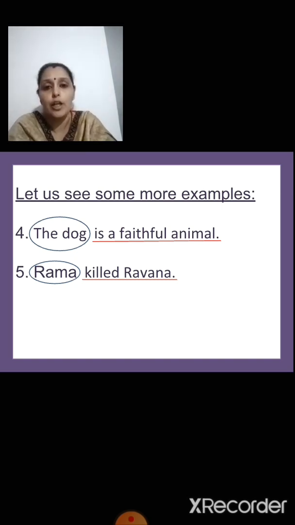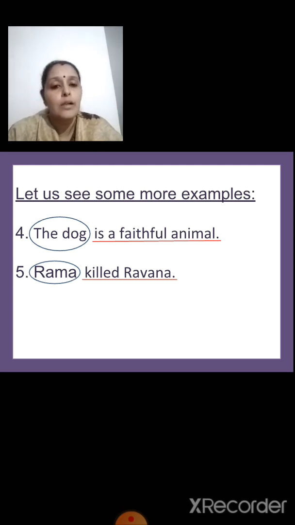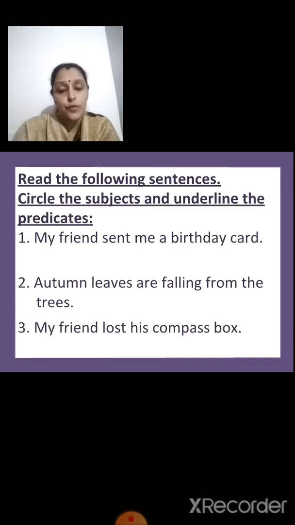So children, did you all understand? Yes. Subject and predicate. Subject tells us about who or about what we are talking, and predicate tells us what we are telling about the subject. Is it clear? Yes. Now children, I have some exercises for you. We are going to circle the subjects here and you're going to underline the predicate. Remember, we are going to circle the subjects and underline the predicate.